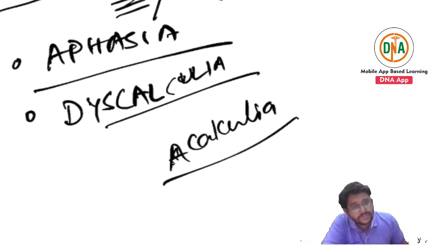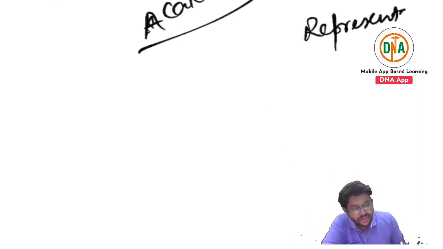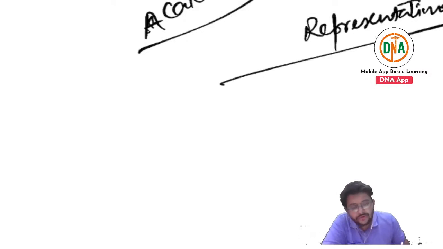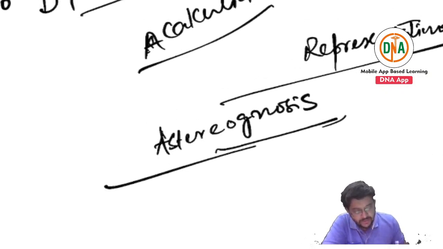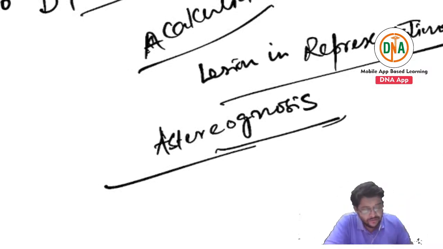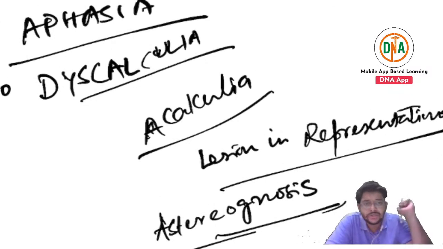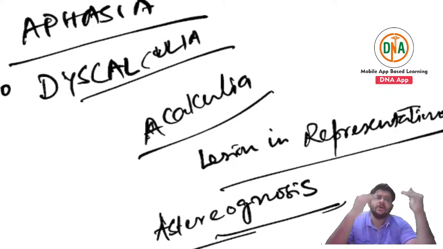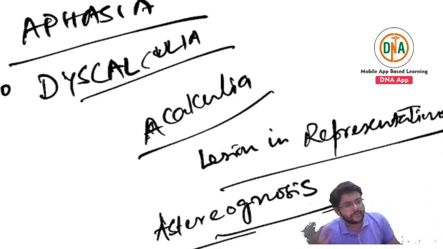Now, if we come to the representational hemisphere, I think you have already written that, so we are moving forward. If it comes to the representational hemisphere, what will be there? First, there will be astereognosis. Take your time, new terms. A lesion in the representational hemisphere, suppose. So first thing is astereognosis. What is stereognosis? Stereognosis is also known as haptics. I think some of you may be aware of the software haptic.